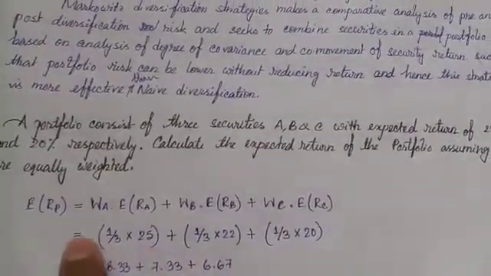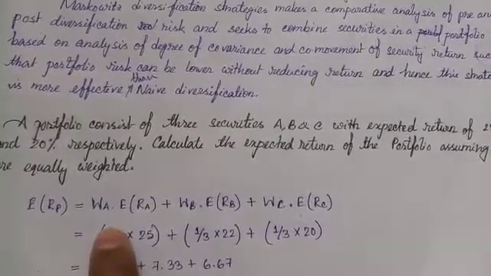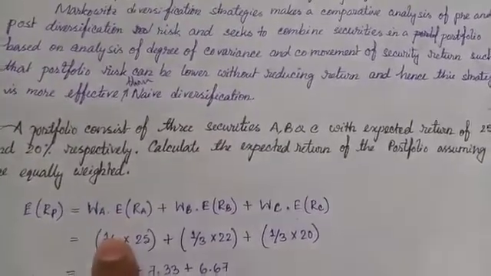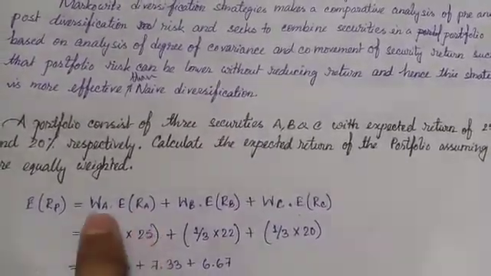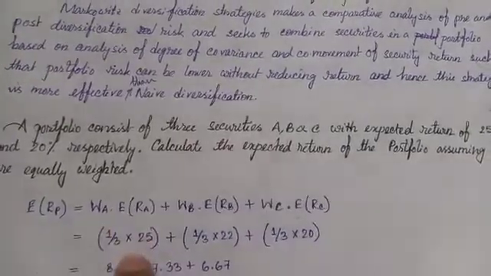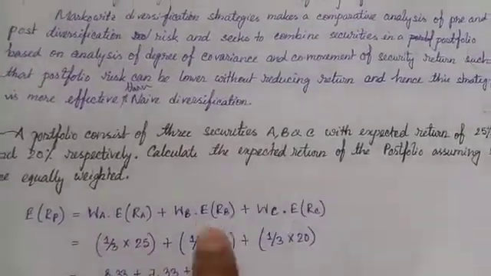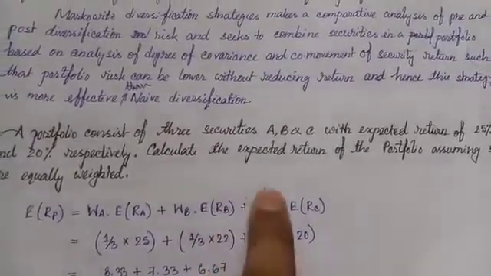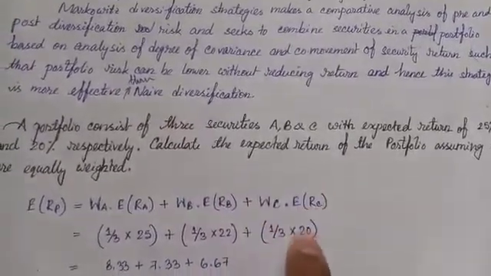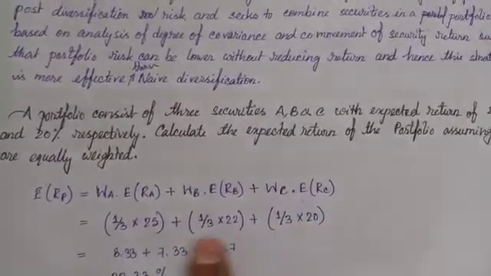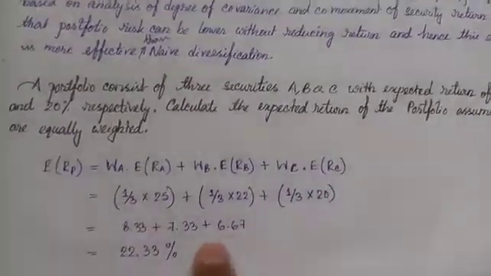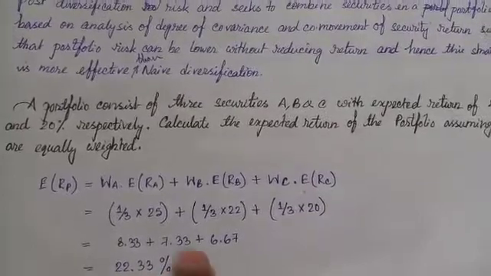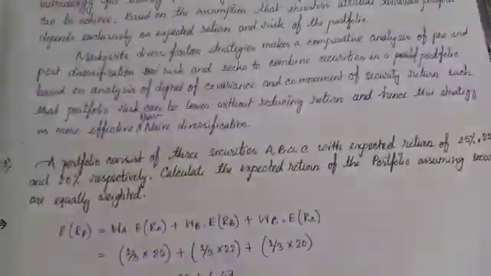Now, the expected return of the portfolio will be weight of security A into expected return of security A. Weight of security A is 1/3, expected return of security A is 25%. Weight of security B is 1/3, expected return from security B is 22%. Weight of security C is 1/3, expected return from security C is 20%. Now the result comes to 22.33%. This is the expected return from the portfolio.